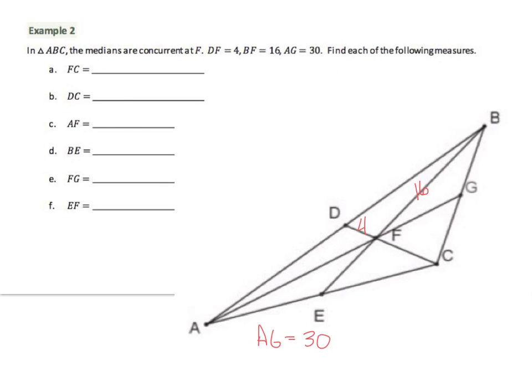Okay, let's try a problem. In triangle ABC, the medians are concurrent at F. DF is 4, BF is 16, and AG is 30. So let's find the length of everything. First of all, FC. FC is going to be twice the length of DF. So FC is 8. Let's see, DC. DC is the whole length, so 8 plus 4.